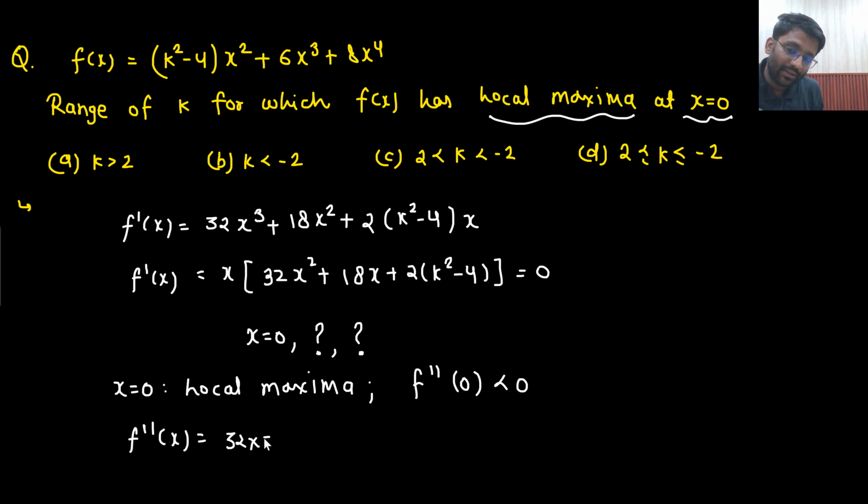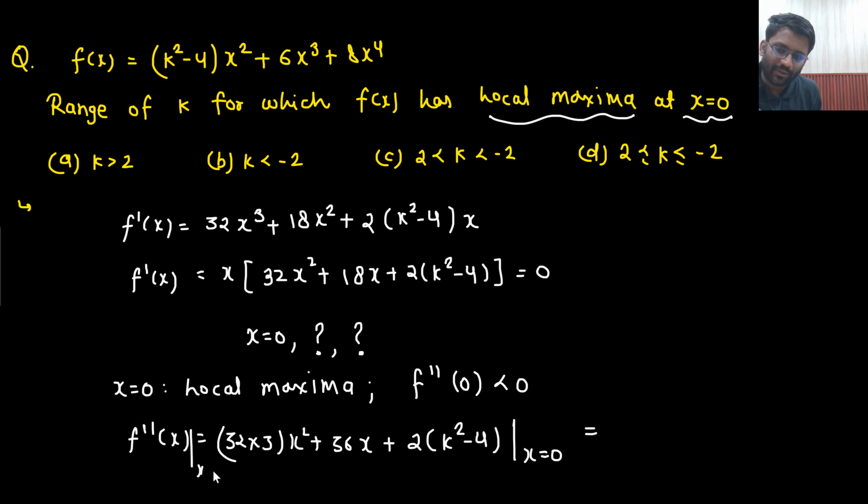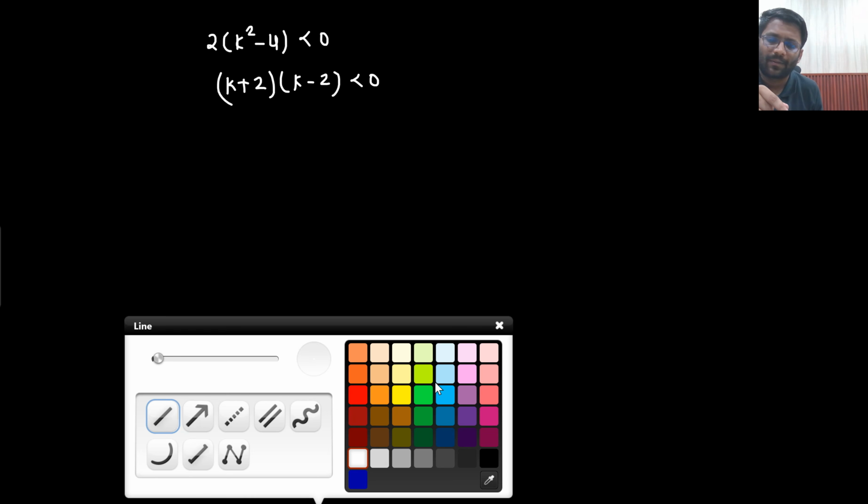So 32 into 3 multiplied with x square plus 36x plus 2 into k square minus 4. Here you put x equals 0. So what is the answer you are getting? 2 into k square minus 4. What are they asking you to do? They are asking that f double dash 0 should be less than 0. So 2 into k square minus 4 should be less than 0. So k plus 2 into k minus 2 should be less than 0.